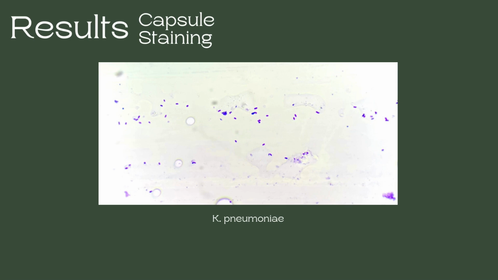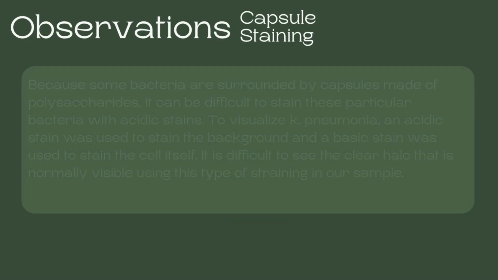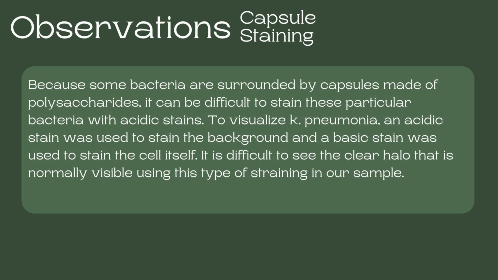These were our results for capsule staining on K. pneumoniae. Because some bacteria are surrounded by capsules made of polysaccharides, it can be difficult to stain these particular bacteria with acidic stains. In order to visualize K. pneumoniae, an acidic stain was used to stain the background and a basic stain was used to stain the cell itself. It was quite difficult to see the clear halo that is normally visible during this type of staining in our sample, though.